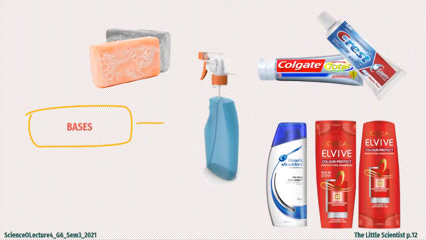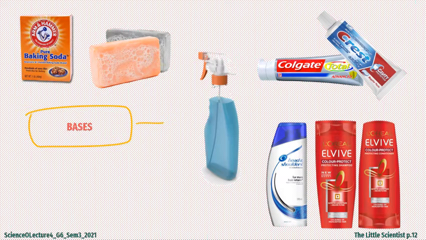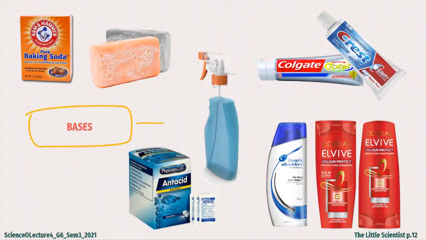Weak bases are found in toothpaste and in baking powder. Antacids also contain bases. These are medicines used by patients to relieve their heartburn and their stomachache.